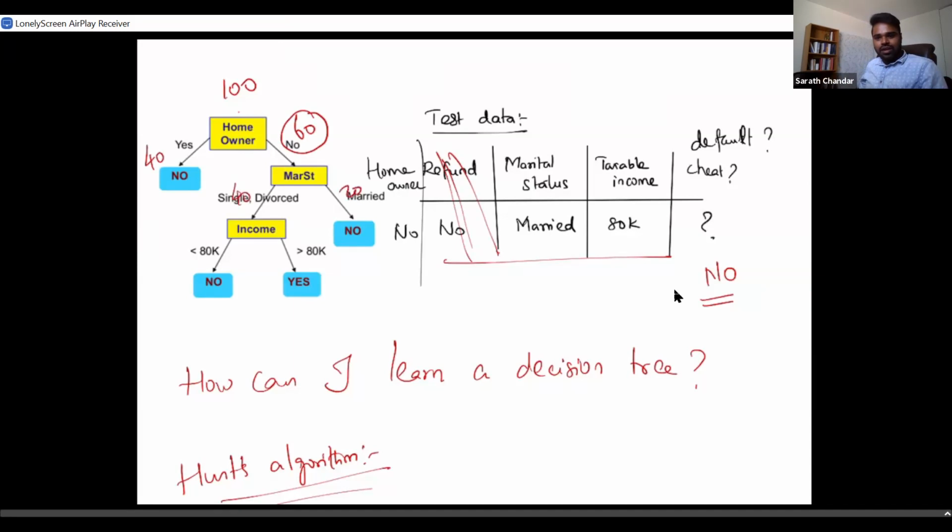Now I see that if for all the 20 examples the answer is no, you just stop there and say no. But if you still see a mix of yes and no, then you just continue this process. That is the general algorithm. Now I have explained the algorithm in a very abstract way, right?